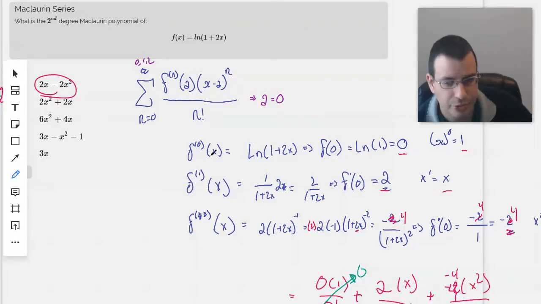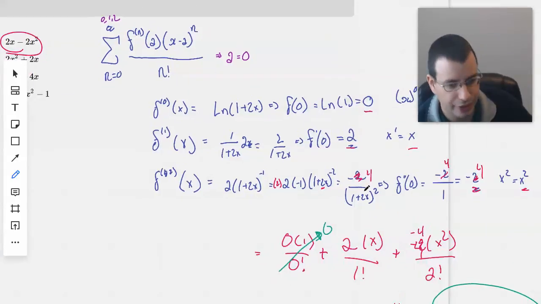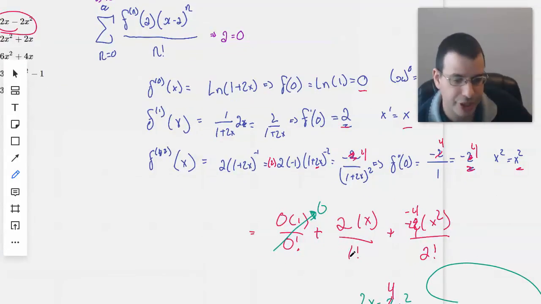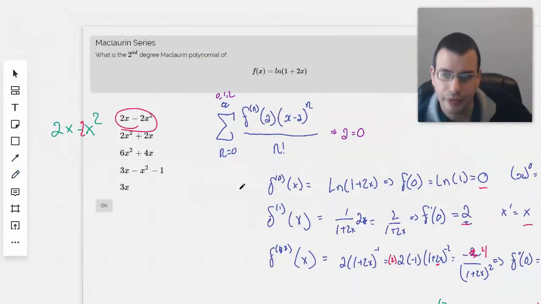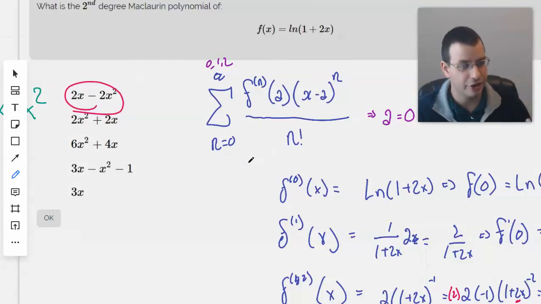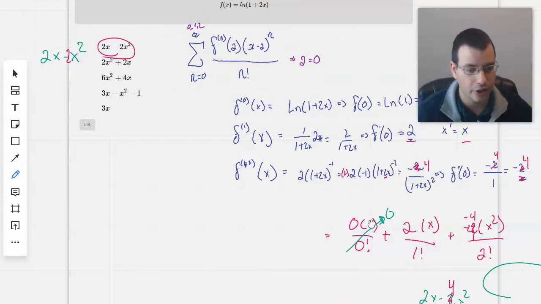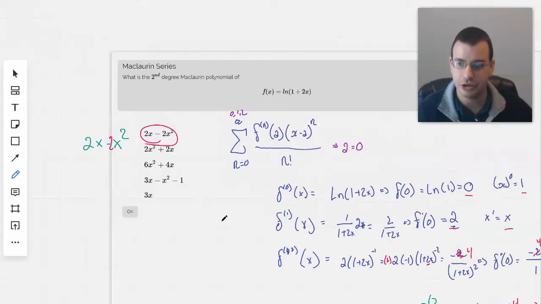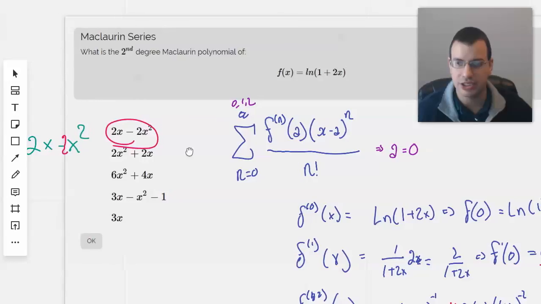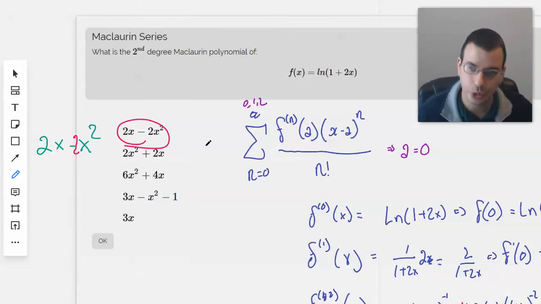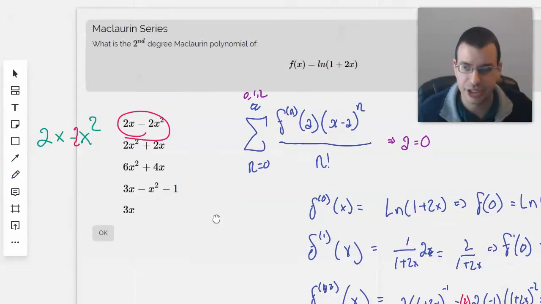You write out your terms, you find the derivative of each power you're going to want, and you plug in your value of A. Evaluate your terms, and don't forget to divide by the factorial, and put it all together, and you get your series. And that is a general idea of how you do a Taylor series, or in this case, Maclaurin series type problem.